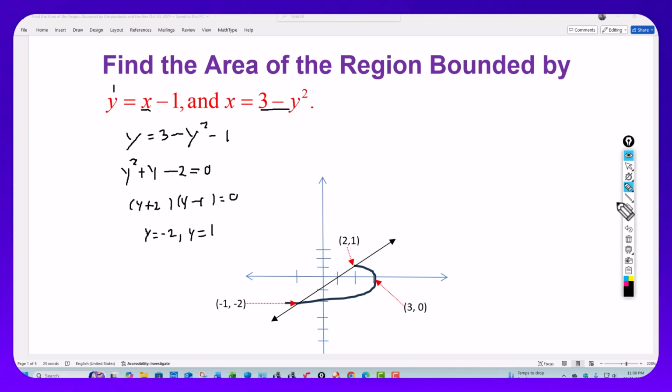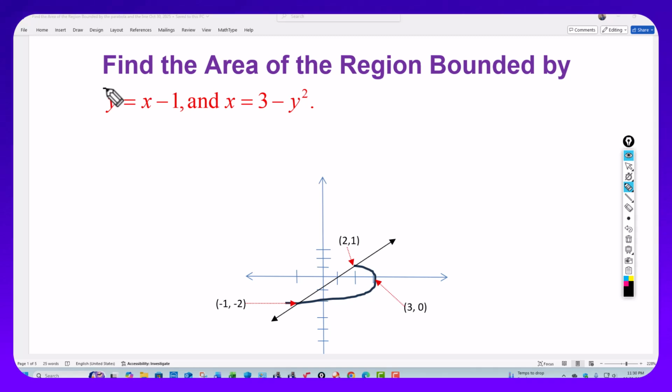And then for the negative 2, we can plug it in this one also. Let's put negative 2 for the y. Bring this over to this side, we get x equals negative 1. So that's how we get that point right there. So we have the points of intersection. So now we want the area of this region contained between the line and the parabola.